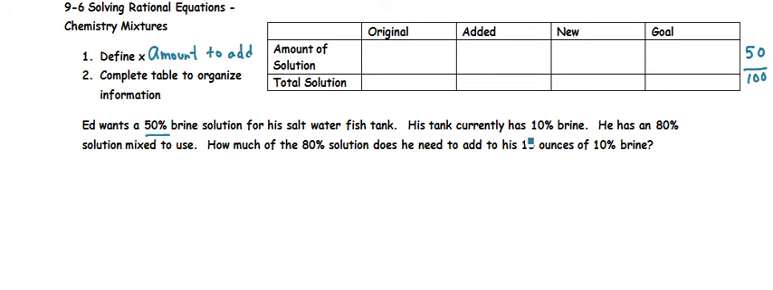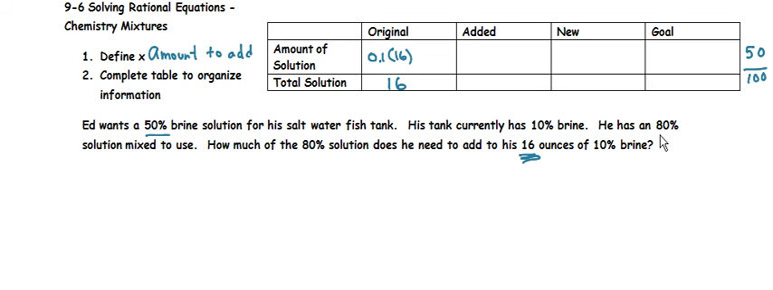Next, it says he currently has 10% brine. It also tells us later that he has 16 ounces. So what that means is, of this total original 16 ounces, 10%, which we will convert to a decimal, of the 16 is in fact the brine solution.